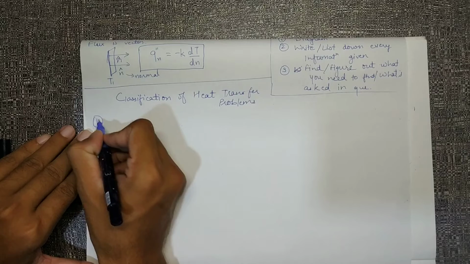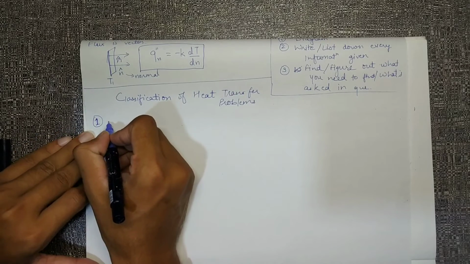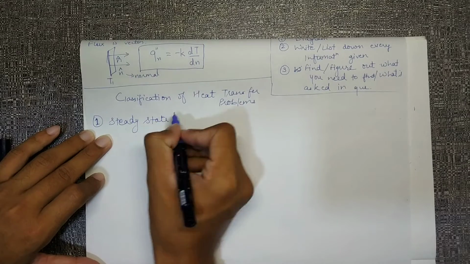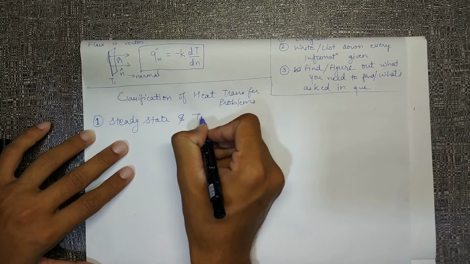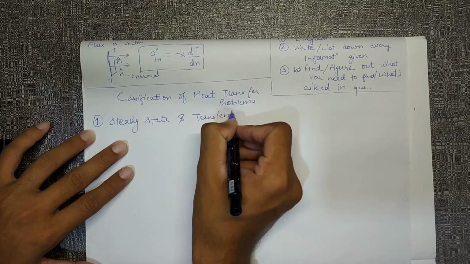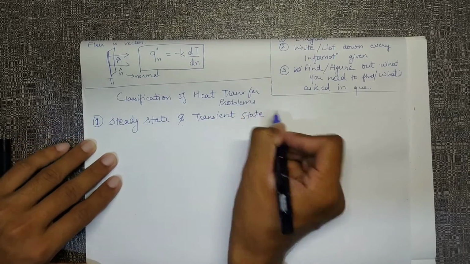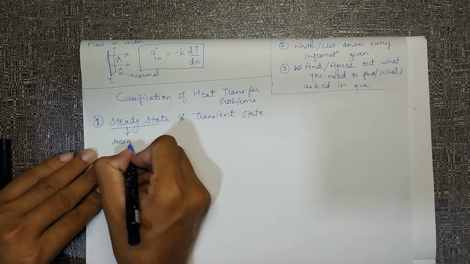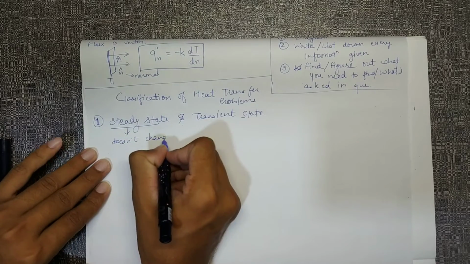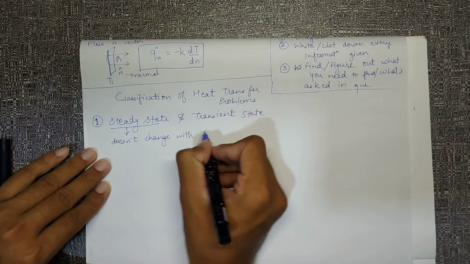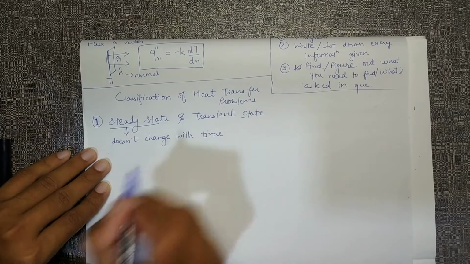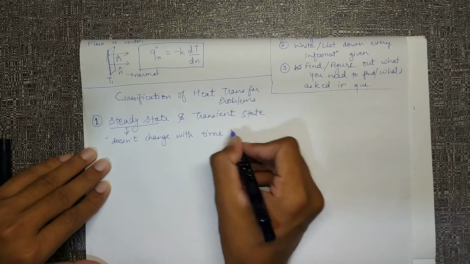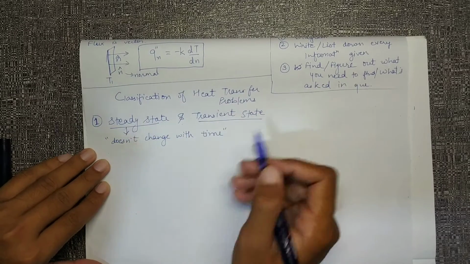The first thing we can differentiate them is on the basis of steady state and transient state. So steady state means the things don't change with time. Remember, it can change with the spatial coordinates x, y, z. It only doesn't change with time. And in transient state, it will change with time.